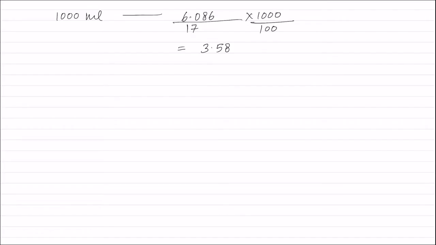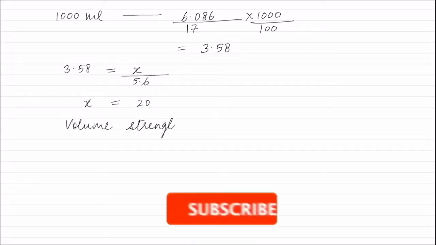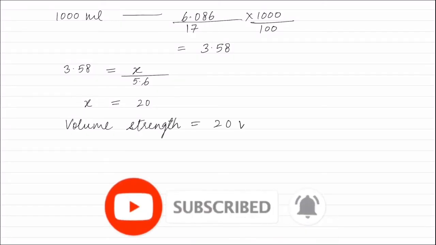This is equal to 3.58 equivalents of H2O2. Now the equivalents of H2O2 will be equal to the equivalents of oxygen produced. Therefore 3.58 will be equal to equivalents of oxygen produced, and equivalents of oxygen produced will be equal to volume of oxygen produced, let it be X liters, divided by equivalent volume of oxygen, that is 5.6 liters. Solving this, the value of X is equal to 20 liters, or we can say that volume strength of the solution is equal to 20 volumes.